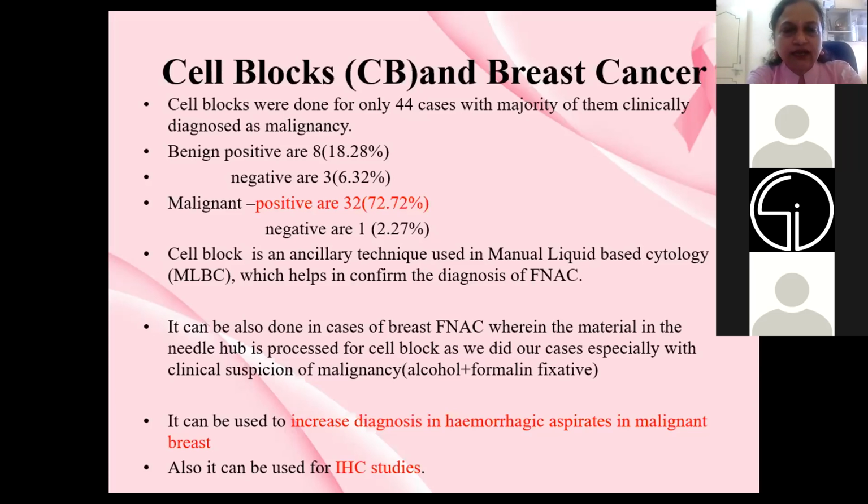What is a cell block? It's an ancillary technique which can be used in manual liquid-based cytology, and it helps in confirming the diagnosis of FNAC. It can also be done in cases of breast FNAC, wherein the material in the needle hub is processed for cell block, like histopathology tissue, especially in cases where there is clinical suspicion of malignancy. This also helps to increase the diagnostic yield in hemorrhagic aspirates in malignant breast and facilitates its use in IHC studies.